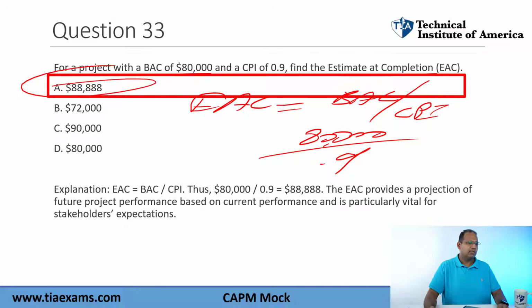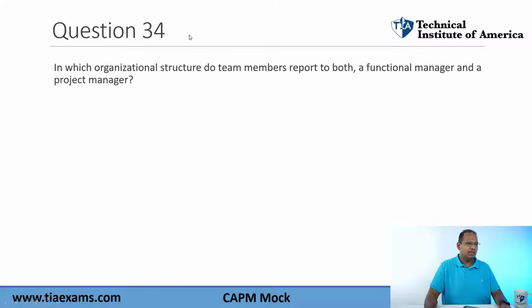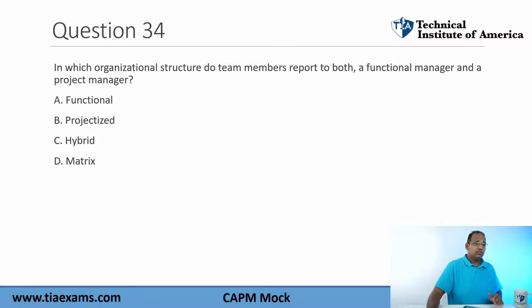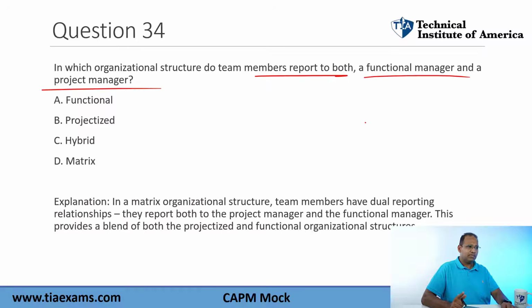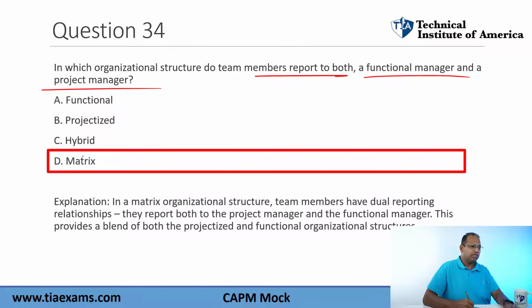All right, let's keep on going, guys. On your questions, don't forget, know your EVM. I think we have some more. I can't remember. Know your organizational structure. Here's a question on this. In which organization do team members report to both a functional and a project manager? So they're going to be reporting to both a functional and a project manager here, guys. So this one here, you should know pretty easily. This is going to be a matrix organization.